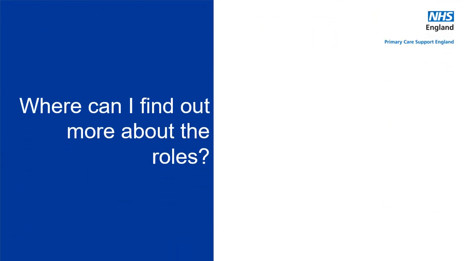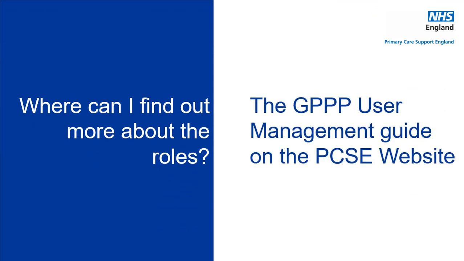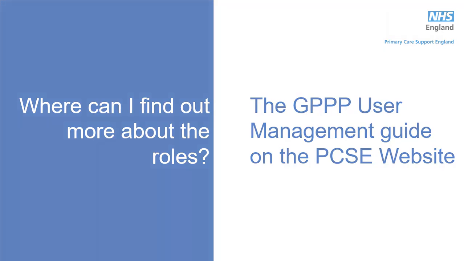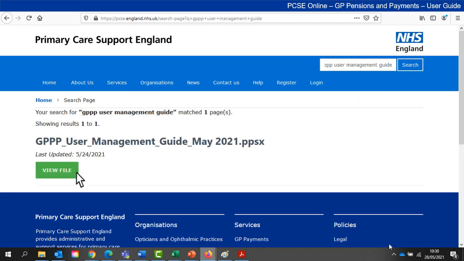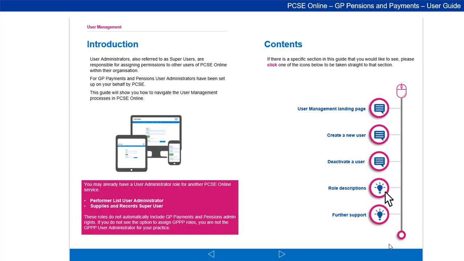Next question is where can I find out more about the roles? I did say that there is a guide. It's the GPP User Management Guide on the PCSE website. Probably the easiest way to find that is just put GPP User Management Guide in the search box, hit search, and it is the only search result. Click View File, and it will drop you into the guide.